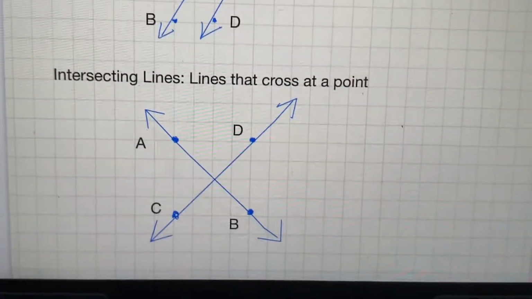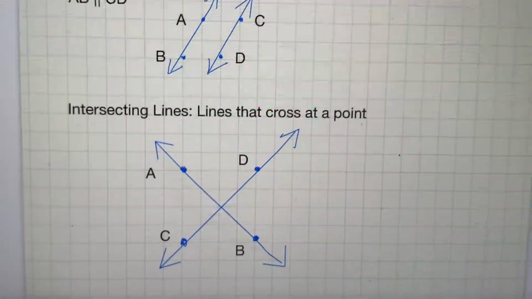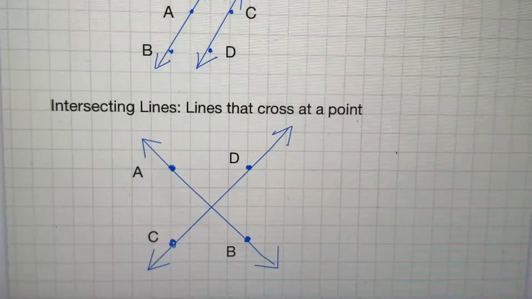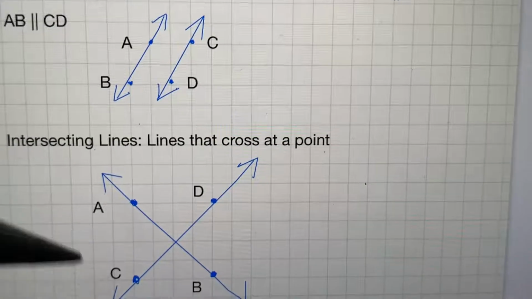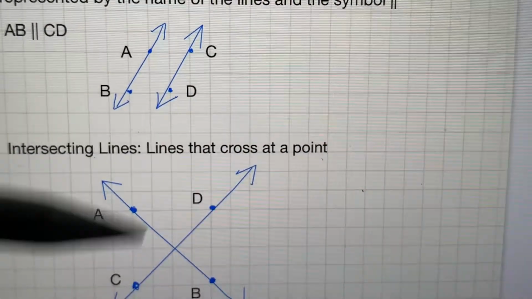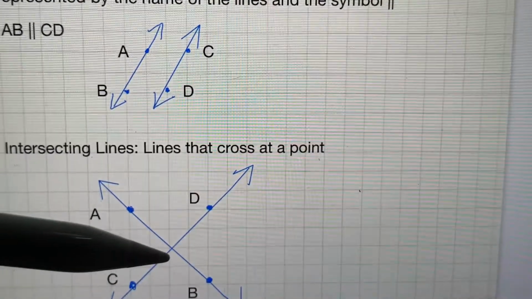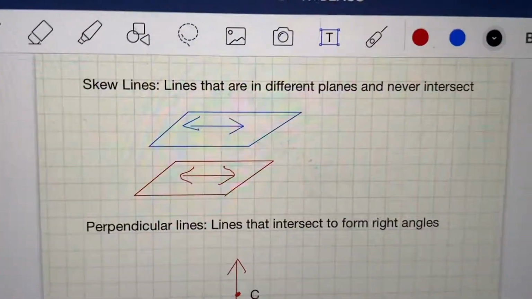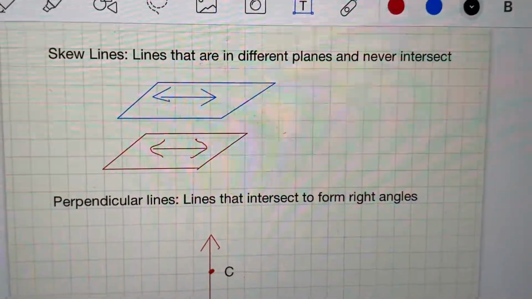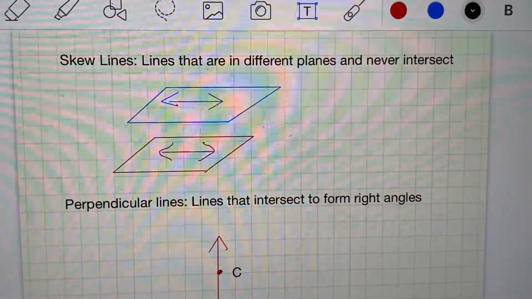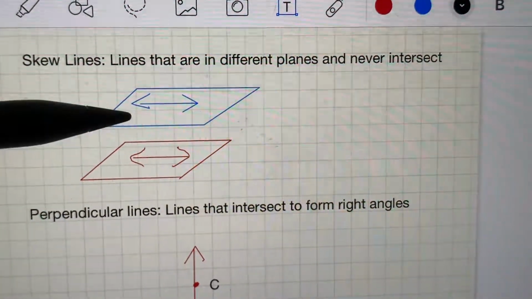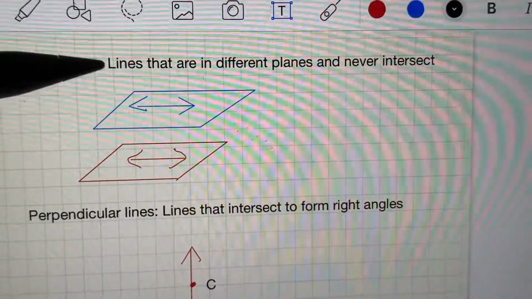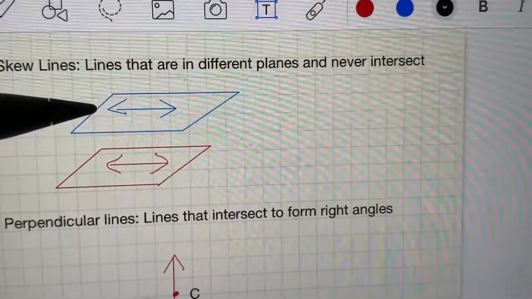Then we have the definition of intersecting lines. That means that those are lines that cross at a point. So in this case, I have one line AB and another line CD. As you can see, they are crossing at this location. The next definitions are skew lines, which are lines that are in different planes and never intersect.